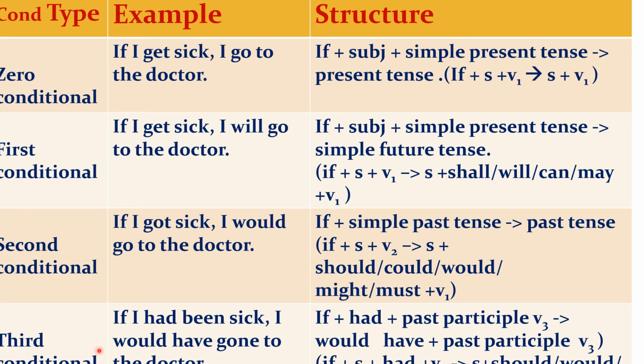In the third conditional, this is also a past unreal condition. If I had been sick, I would have gone to the doctor. If plus had plus past participle, V3. So we have to keep these structures in mind when we write these conditional clauses. When we use these conditional clauses, the structures are very important.